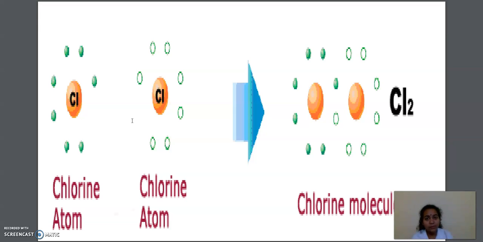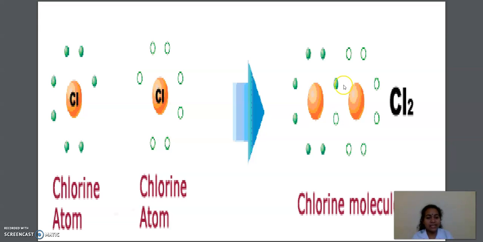So what will it do? It will bond with another chlorine atom and they will share their electrons. Here you can see the sharing of electrons. If we count here, we can see that 1, 2, 3, 4, 5, 6, 7, 8. It has completed its octet. Similarly, this chlorine has also completed its octet. So here we can see the two chlorine atoms combined to form a chlorine molecule.